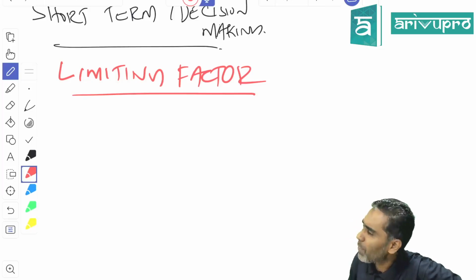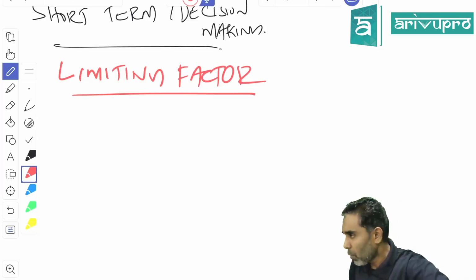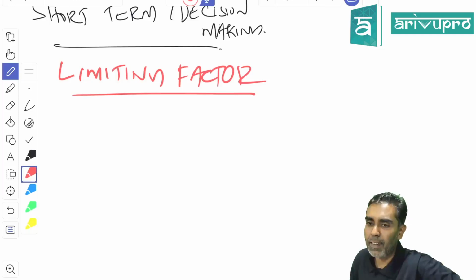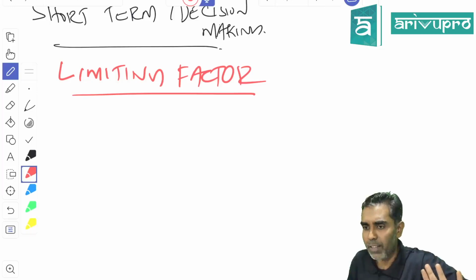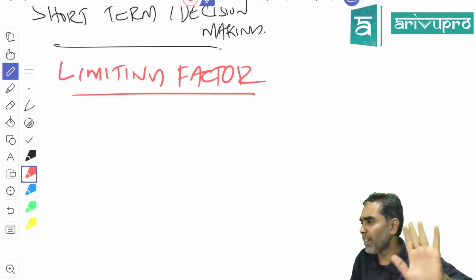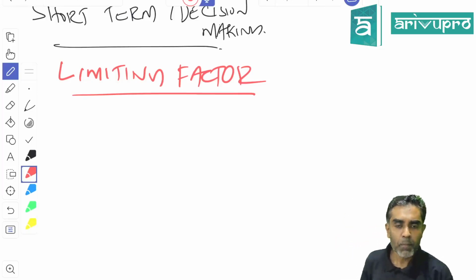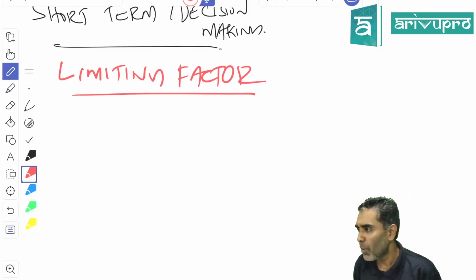Or you can give the definition in this way also. Limiting factor is a resource that restricts the production process of an organization. Either way it can be said. But this is the original definition: limiting factor is a resource that restricts the profit maximization of an organization, or a resource that restricts the production process of an organization.